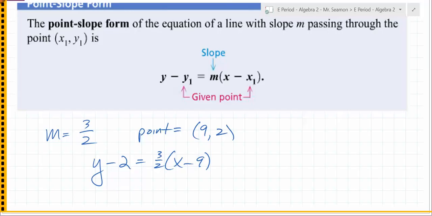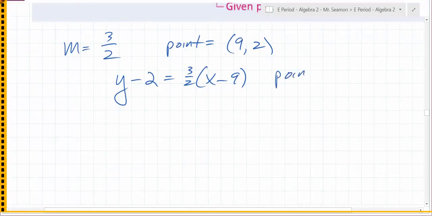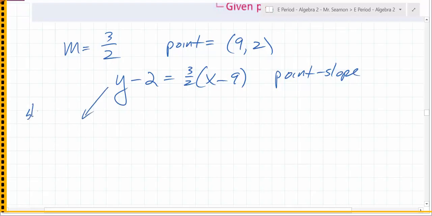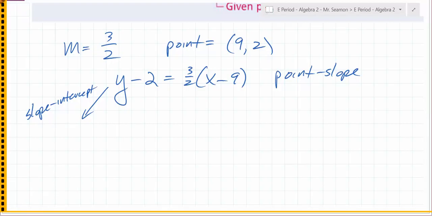So this is point-slope. Let's say we wanted, what is mx plus b called? Slope-intercept form. Yep. So if we wanted it in slope-intercept form, first what should we do? What should we add to both sides?